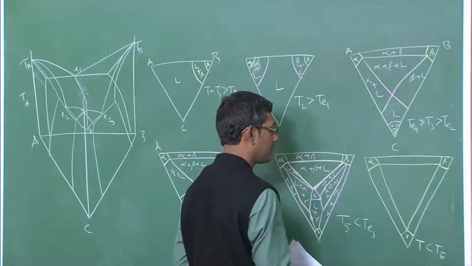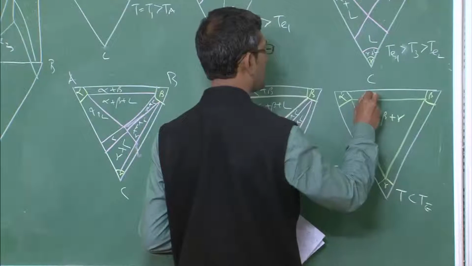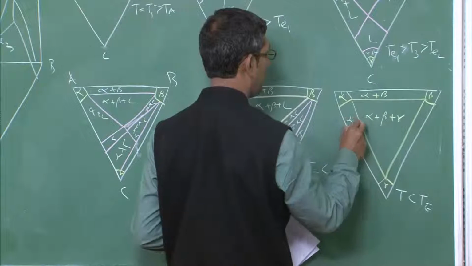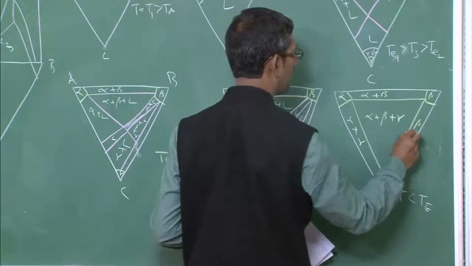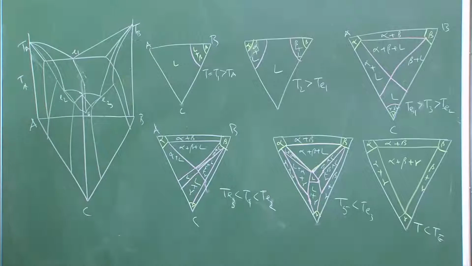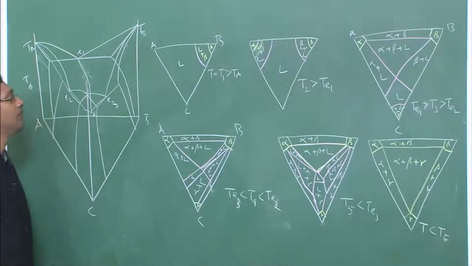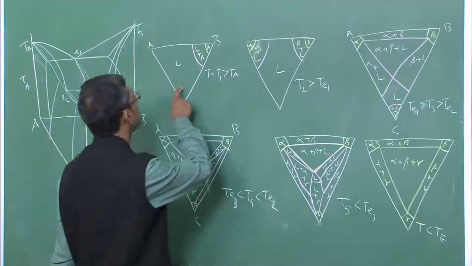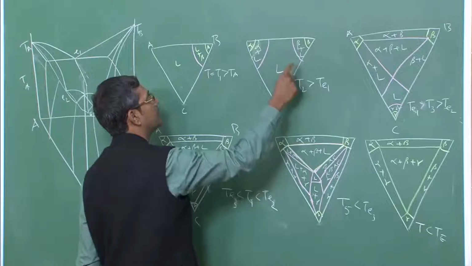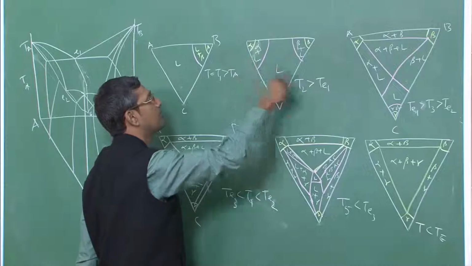That is all. So this is alpha plus beta plus gamma. This is alpha plus beta, alpha plus gamma, beta plus gamma. So you can clearly see how these isothermal sections evolve, from very high temperature to where the temperature is a little bit above the first eutectic temperature, where the two phase regions, liquid and solid regions, exist.